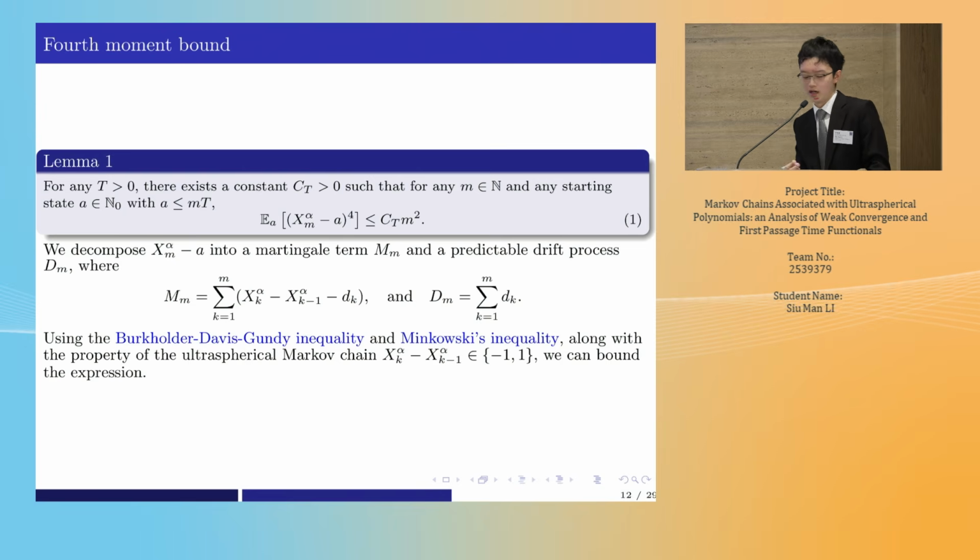First is the fourth moment bound. We consider any starting state A, and we can decompose x minus A into a martingale term and a predictable drift process. Our approach is to use the BDG inequality and the Minkowski inequality, which allows us to use the property of the ultraspherical Markov chain and bound the expression as follows.